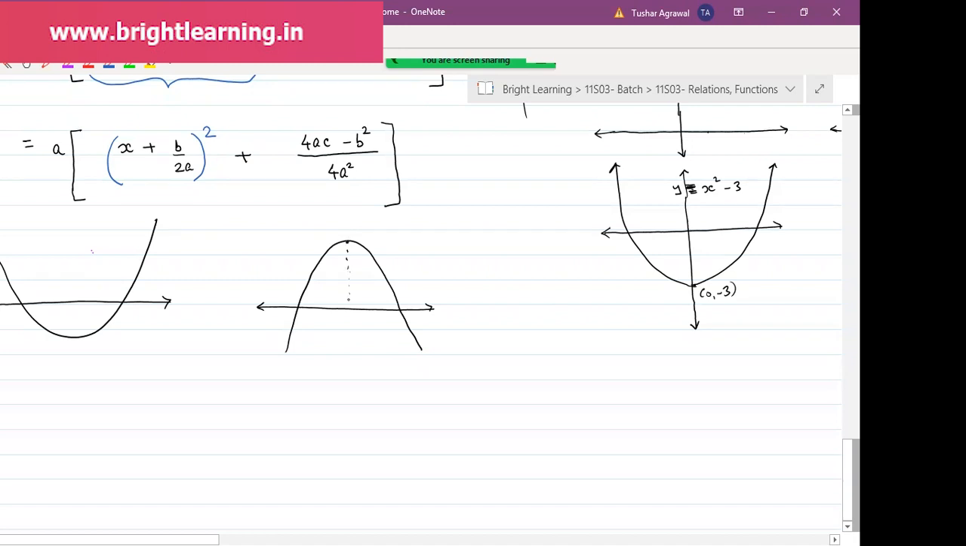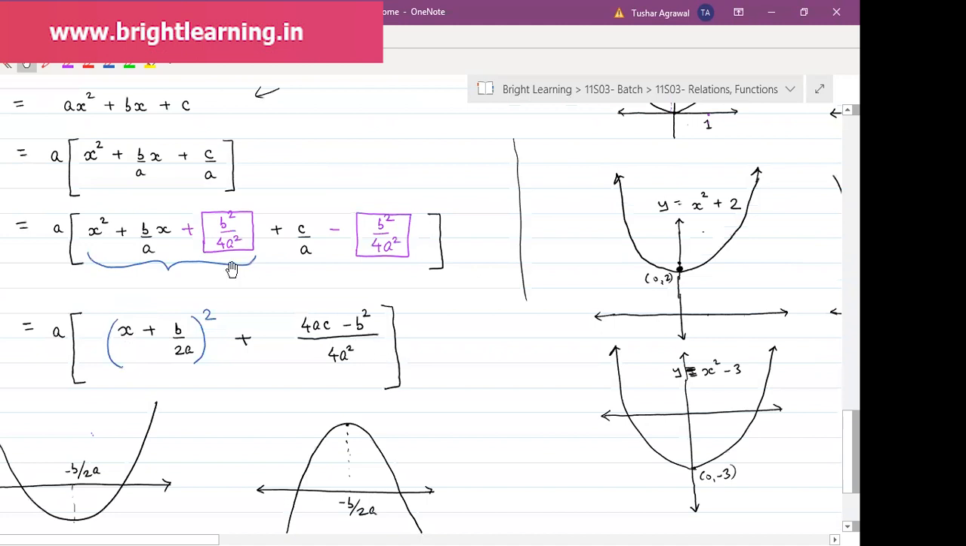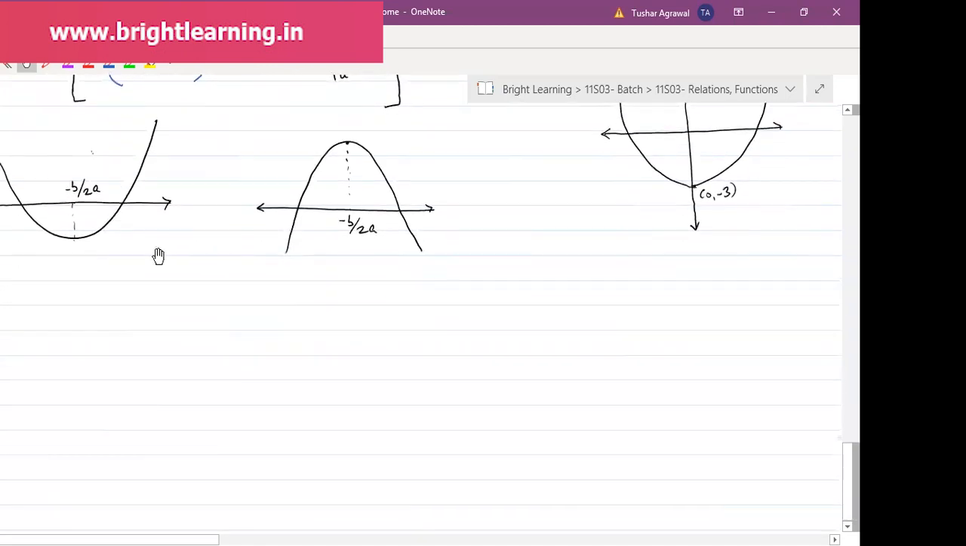But the topmost point of the hill or the bottommost point of the hill is minus b upon 2a. So for a quadratic expression, this was the whole thing. This was a complicated form of the simple expression ax square plus bx plus c. So now the remarks that I want you to write is, write these remarks.